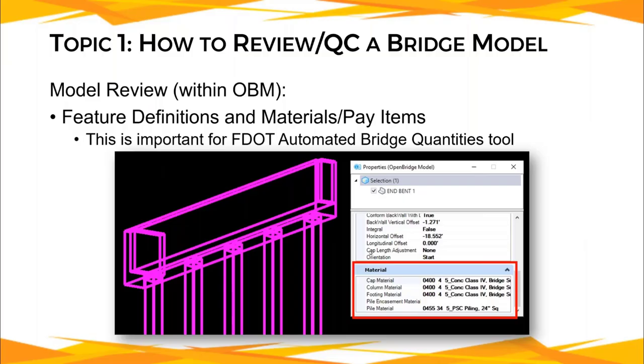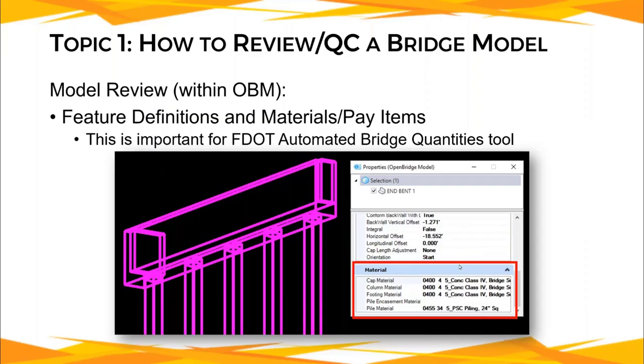So in this case, you can see this is when I'm defining, and if you miss it at the beginning, you can always go back and define it afterward. But you go through, you click it in the material area, you define all of the different materials for the element. When you first place the element, you select the feature definition, and the feature definition would be end bent with concrete piles, and that tells OBM what the element is, and it controls how the element is displayed, levels, but it also controls the metadata that gets attached.